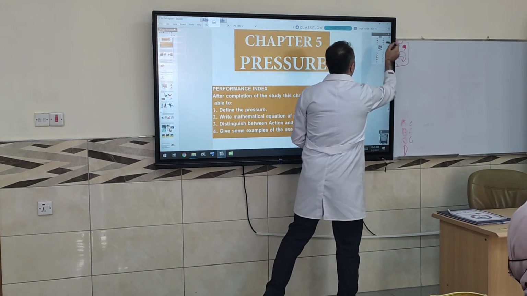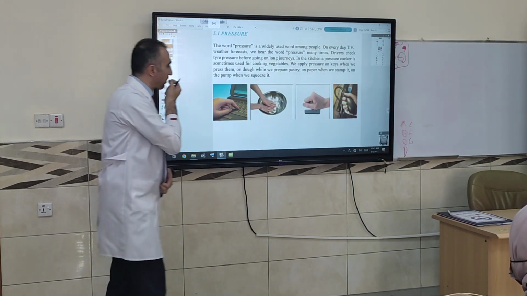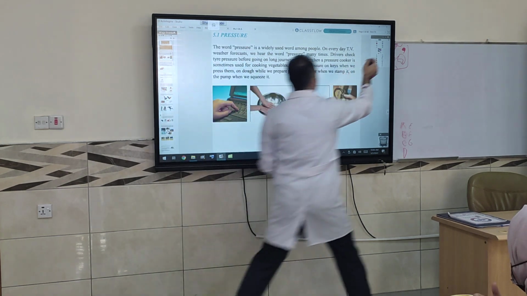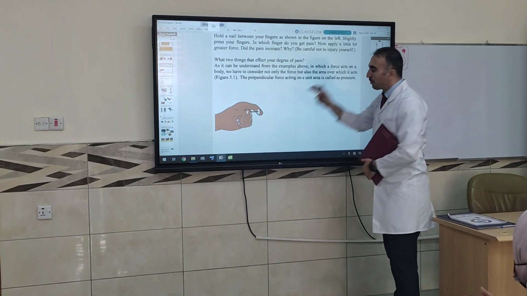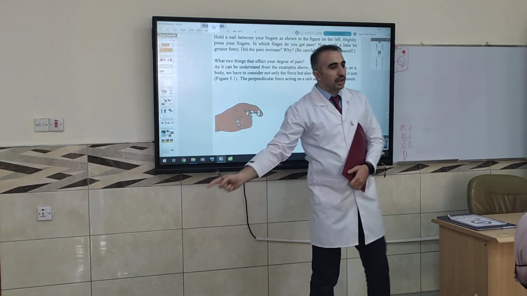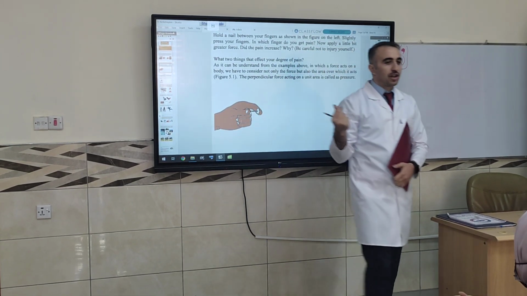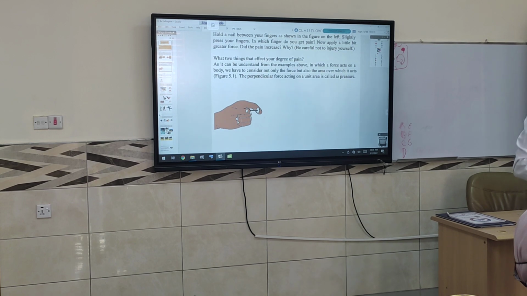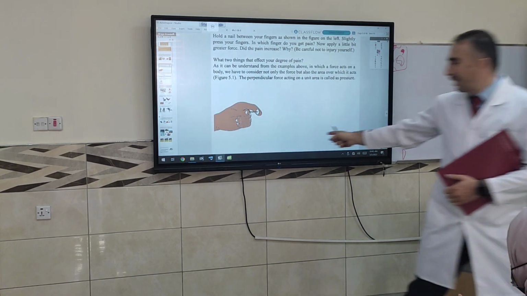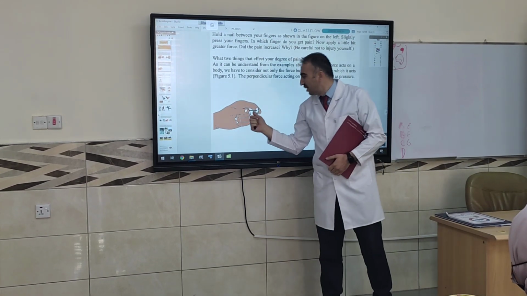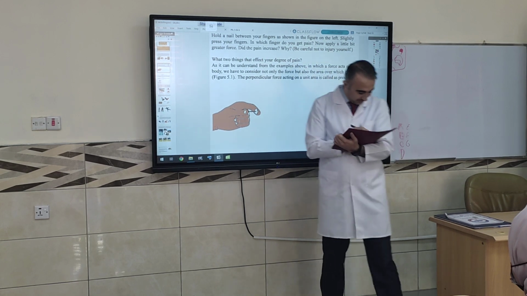Thank you very much. Now, about pressure. Who can tell me, look at the picture, which finger feels pressure more? Yes. The thumb. Why? The smaller the area, the larger the pressure. Oh, well done.